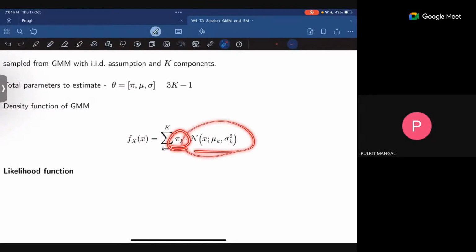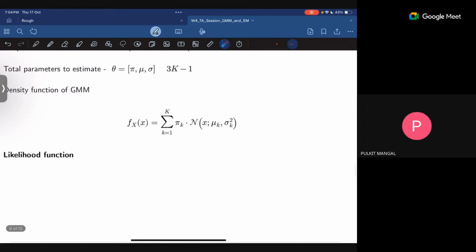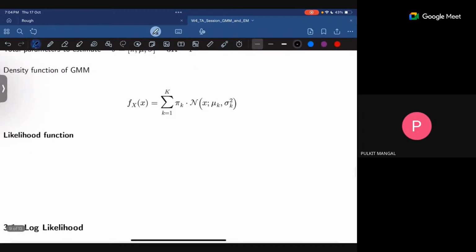Prior probability times the probability of the normal component. Okay, that is the density function. Now if we are going with the MLE way, for MLE we have to calculate the likelihood function. The likelihood is a function of parameters.